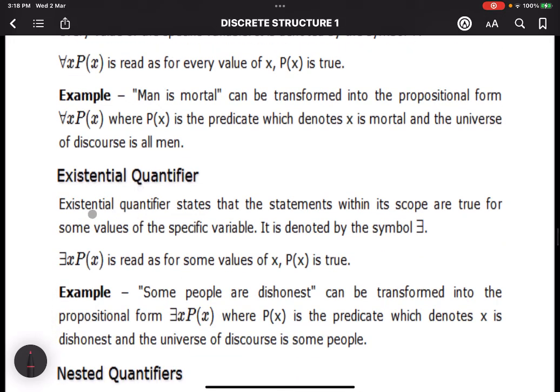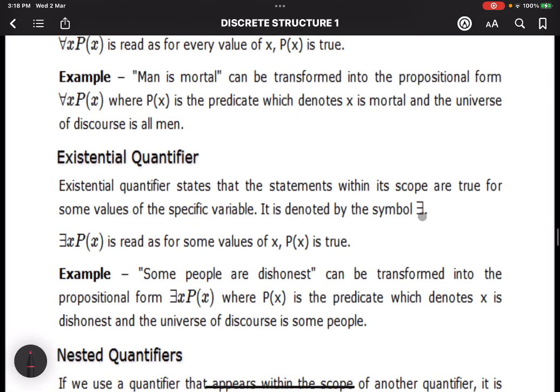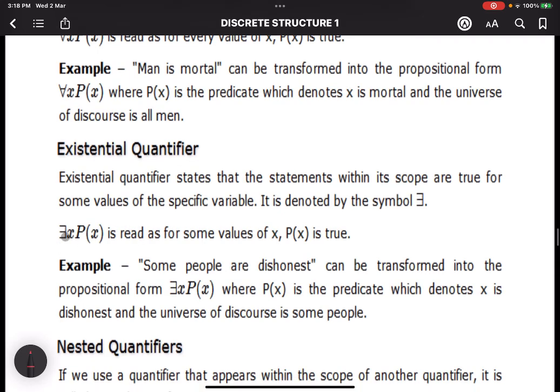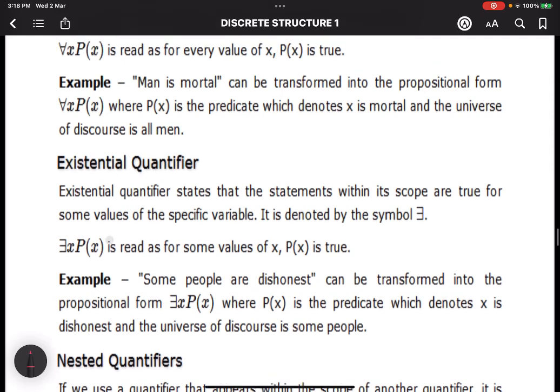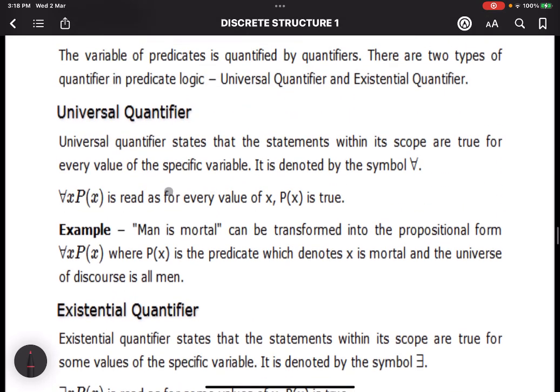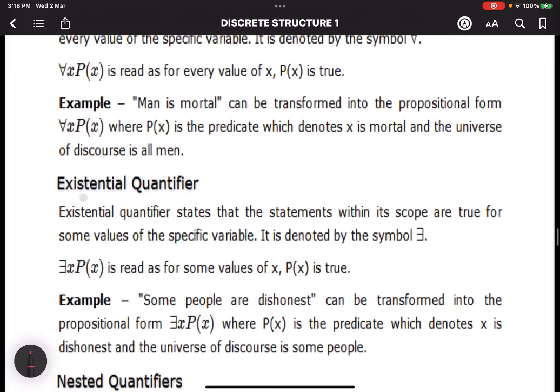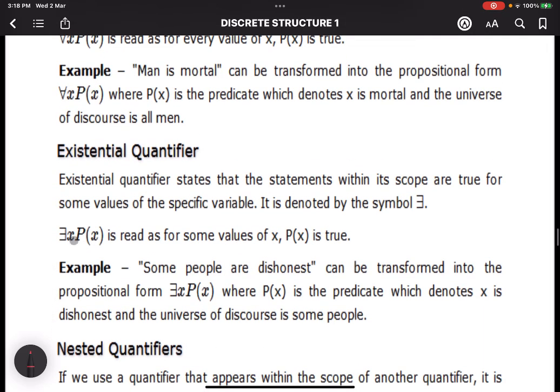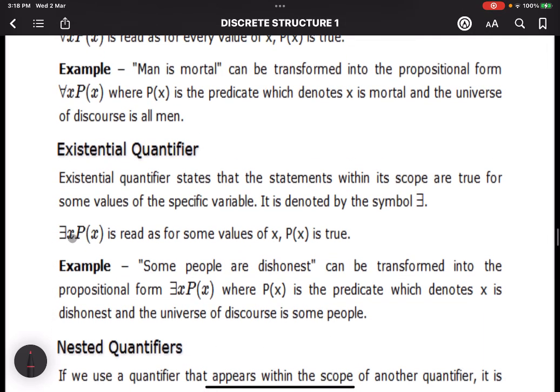Existential quantifier: it states that the statements within its scope are true for some values of the specific variable. It is denoted by the symbol reverse E. So, for some value of x, P(x) is true. The keyword is some, no? For the universal, our keyword is every, meaning all. This one is just some. So, for some value of x, P(x) is true.